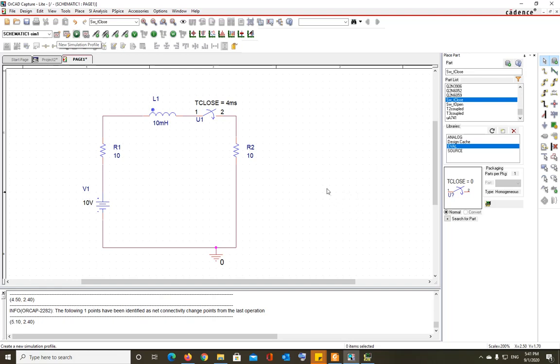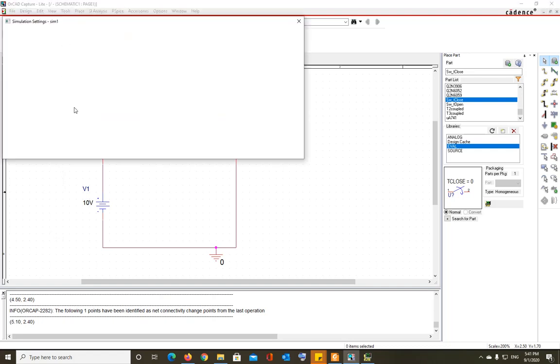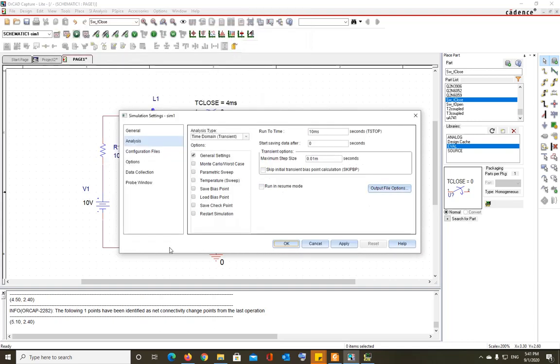In any case, if you want to apply transient analysis on this circuit, I'm going to show you the simulation setting window. Of course, you're going to create a new simulation profile. I just created a profile, and out of the simulation types, you have to choose the time domain transient. The first one, run to time, is the total time for which you want to run the simulation. So I'm running it for 10 milliseconds. Start saving data means at what time it will start showing you the simulation. So I'm doing it at 0.